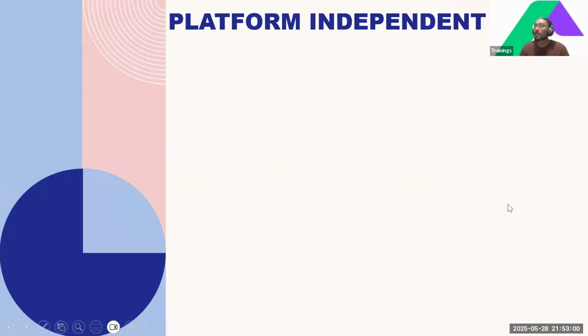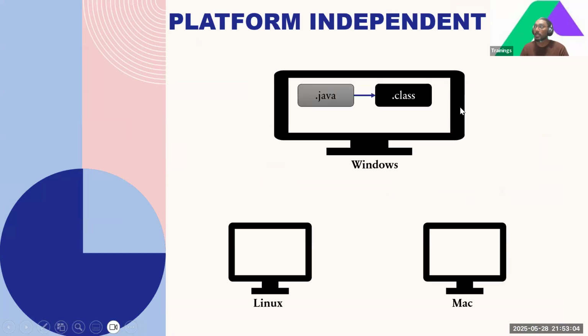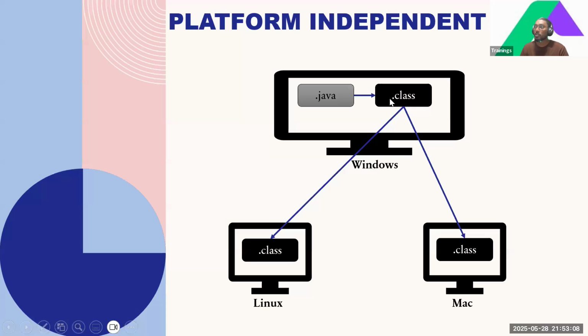Platform independent means we write the .java file and convert it to a .class file. That .class file I can execute on any machine. That makes Java platform independent.